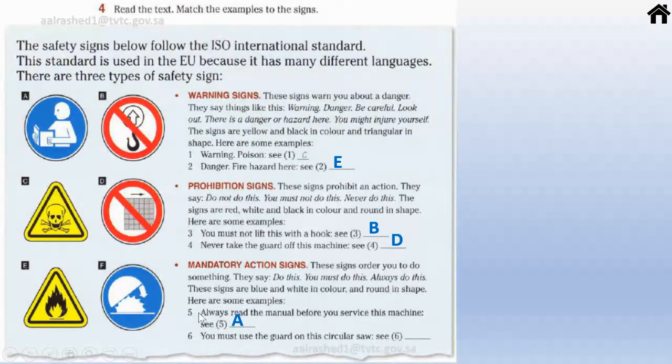6, you must use the guard on this circular saw. So finally we have F. Okay, so this is a saw that is used to cut metal or wood. And this is the guard. As you can see, if you cover it, it will protect the co-workers or the workers from sustaining an injury.